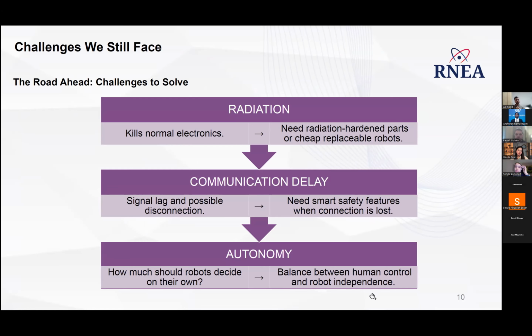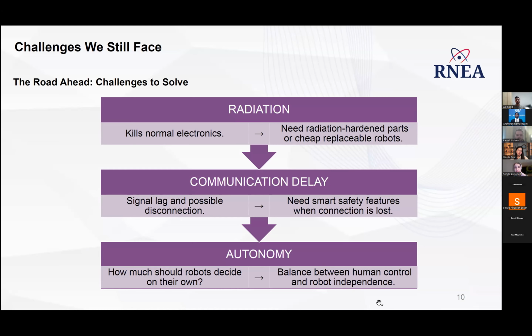Second thing is communication. When you control a robot from far away, there is always a small delay. If the signal cuts out for 1 second, what should the robot do? Should it stop? Should it keep going? So we need to build it somehow smart, with positive safety features.